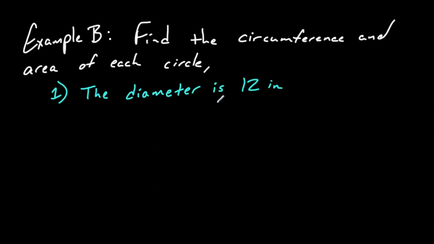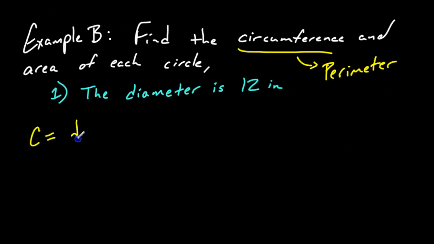Example B, find the circumference and area of each circle. So we know that the diameter is 12 inches. You guys got to think of circumference as the same thing as perimeter, really. It's the distance around the outside of a circle. We've got a formula for that. Circumference equals, for a circle, d times pi, diameter times pi. Now, diameter, we also said we could relate that to radius. So it might be d times pi, or you can use 2r times pi, because diameter is twice your radius. So you can use either one, it's perfectly fine.